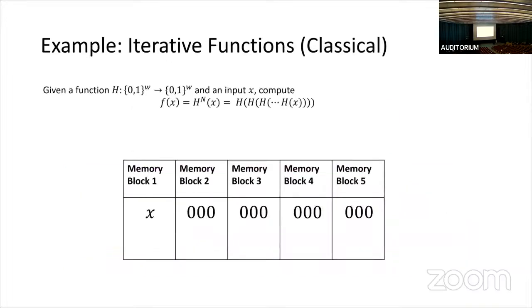So let's give an example of why the standard technique can fail. Here, we're interested in iterative functions. So we have some function h, and we want to compute h to the n of x, where h to the n is just h composed on itself n times. Designing a classical algorithm that's efficient is pretty easy, because we can just compute the function in place. So we have x, we can compute h of x, and then with h of x, we can compute h of h of x, and so on, until we're done.